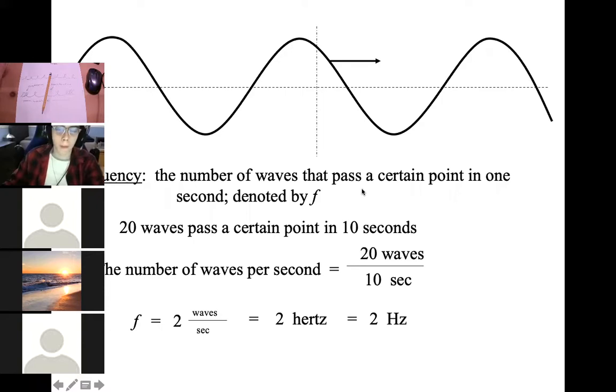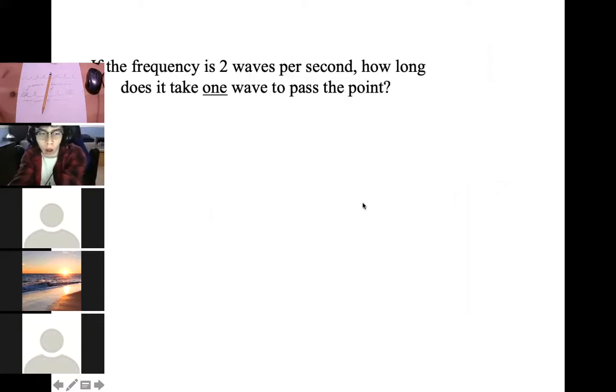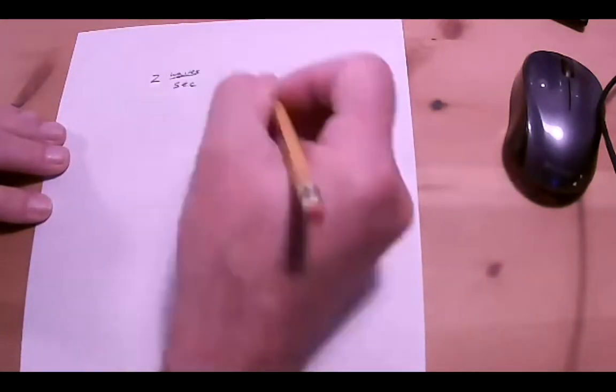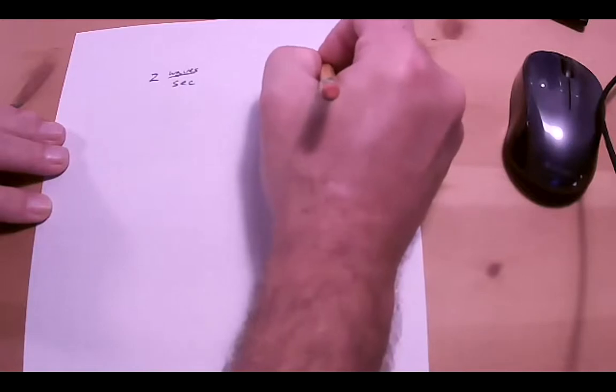Okay. Now, if the frequency is 2 waves per second, how long does it take 1 wave to pass that point? And when I say how long, I mean what time? How many seconds does it take 1 wave to pass the spot? Anybody want to guess? Yeah, half a second. So 2 waves per second corresponds to 1/2 second per wave. I'm writing this down on my sheet here.